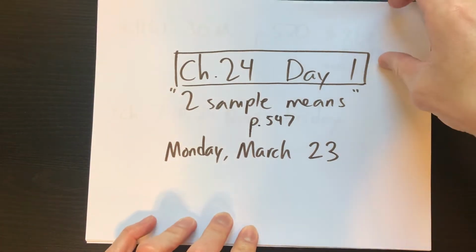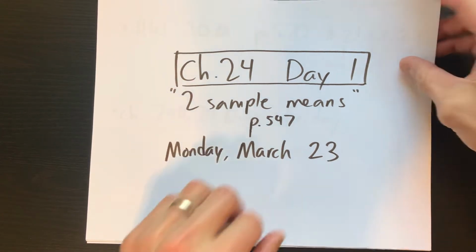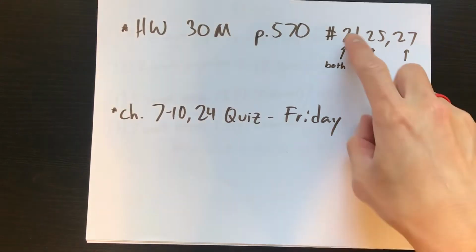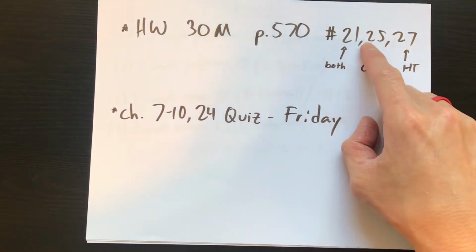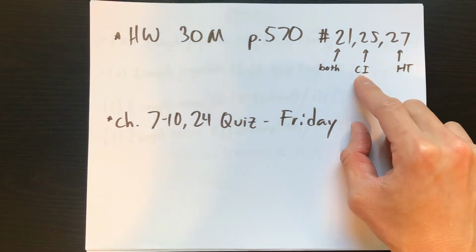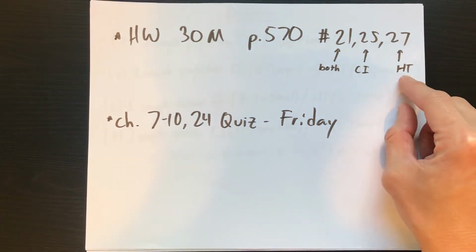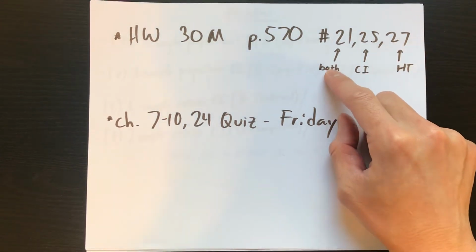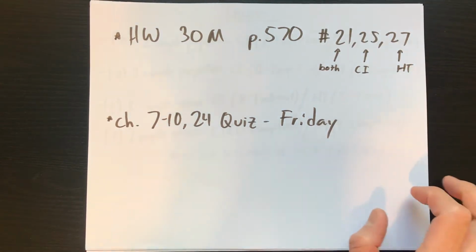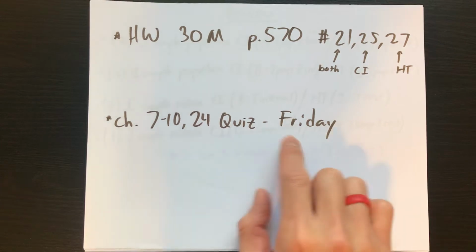Here we go. Before we jump into all the fun, just want to let you guys know that there are just 3 questions I want you to go through. Number 25 is about confidence intervals. 27 is about hypothesis, and 21 you're going to be actually doing both. Okay, so if you can do these 3, you're good to go for this chapter. Your quiz is going to be on Friday.